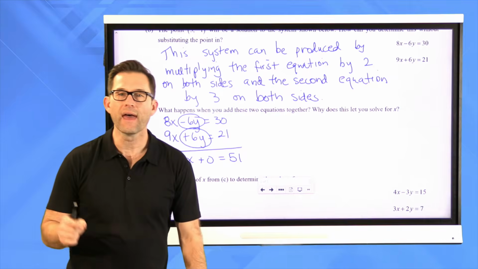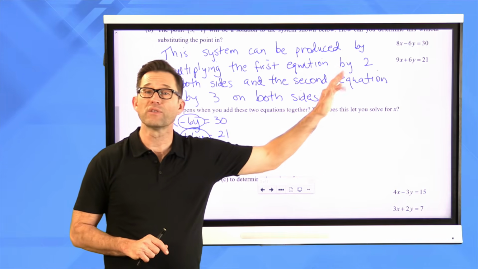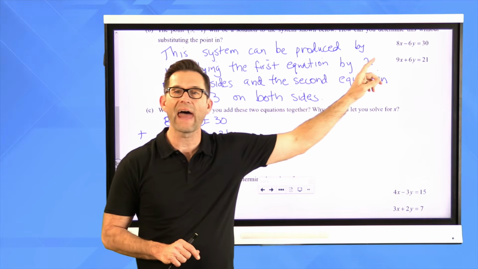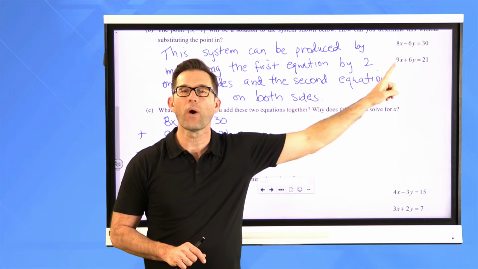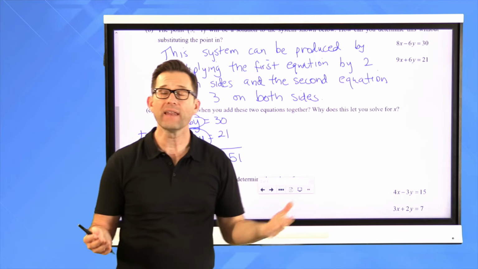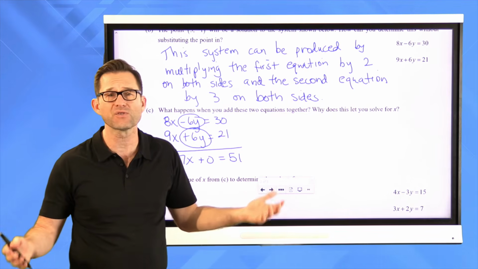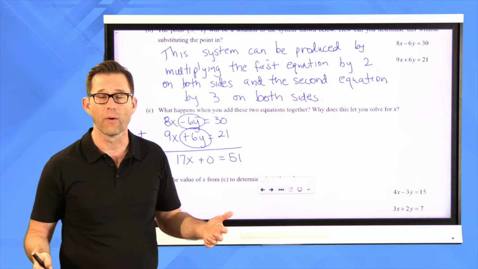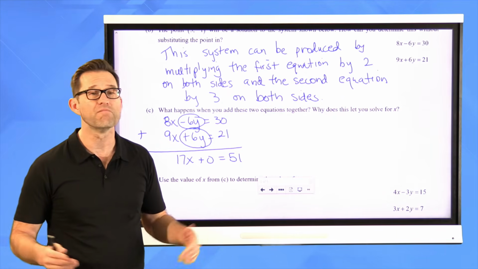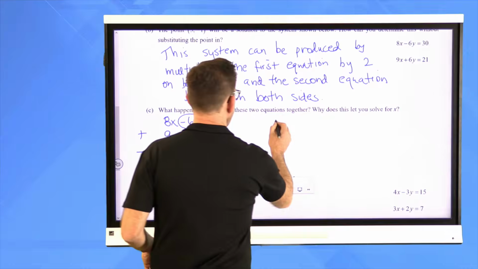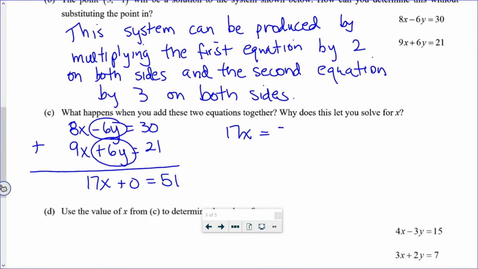So yet again, what I end up getting when I've done that particular manipulation is these additive opposites. Negative 6y and positive 6y, when added together, eliminate the y variable. They just go away. Negative 6y plus 6y, add them together and you get 0. And because the y is eliminated, I can now easily solve for x. I've got 17x is equal to 51. I can divide both sides by 17. 51 divided by 17 might not be obvious, but it's equal to 3.